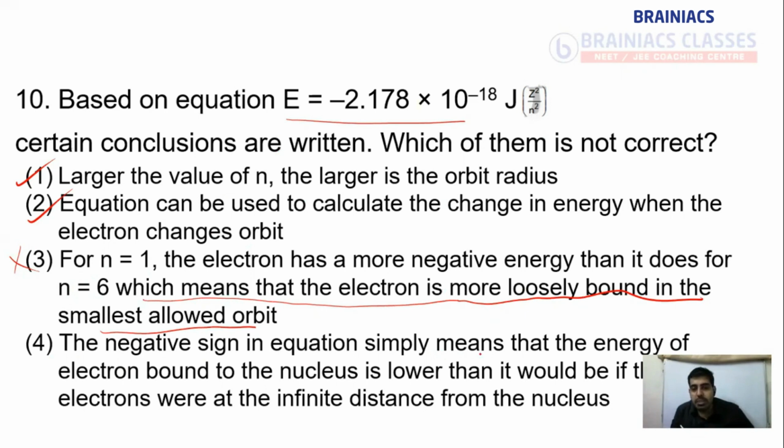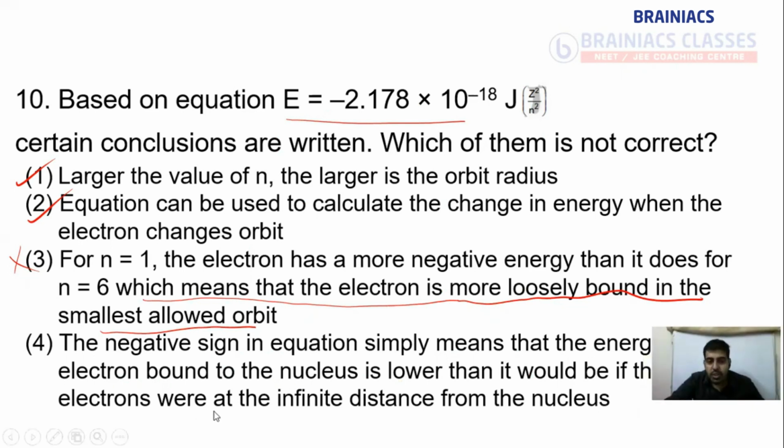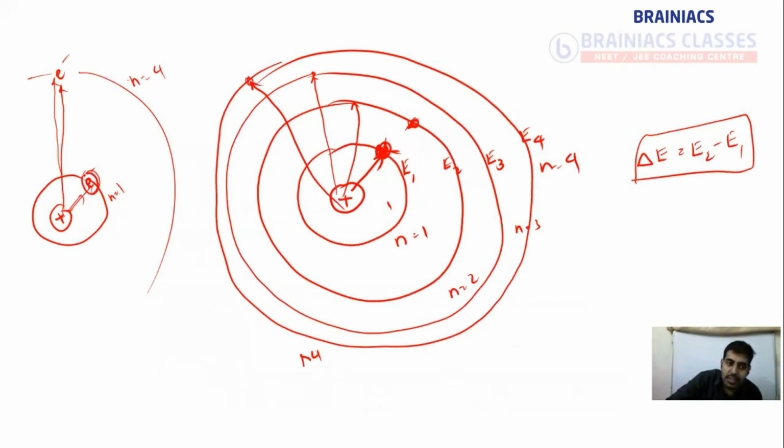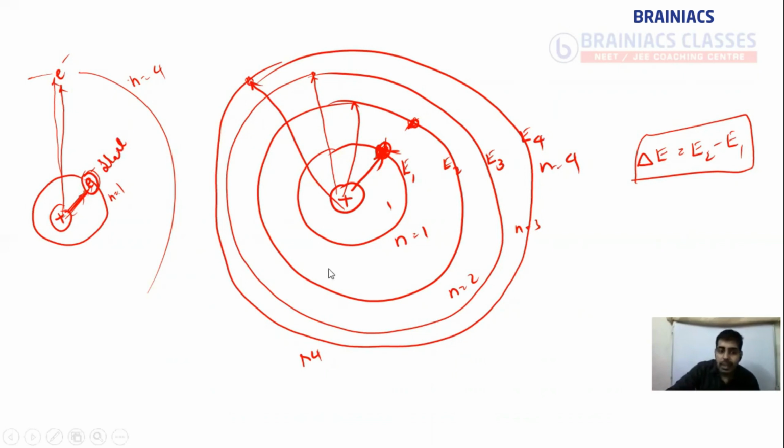The negative sign in the equation simply means that the energy of the electron bound to the nucleus is lower than it would be if the electrons were at infinite distance from the nucleus. Electrons near the nucleus have stronger attraction. That means they are stable. They are strongly attracted, so these electrons are stable.